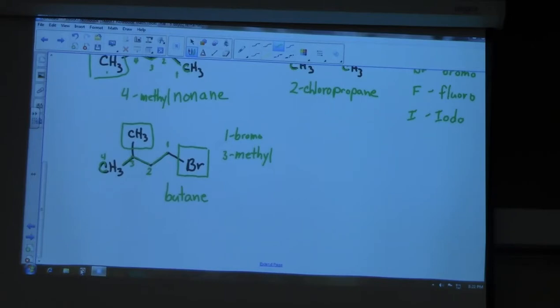Now, what were the rules I told you about punctuation in the naming? Two things you got to remember. What always goes between a word and a number? A dash. What goes between a number and a number? A comma. Okay. So this shouldn't be too bad. Okay. This is going to be 1-bromo-3-methyl, which I'm going to rewrite that for you.